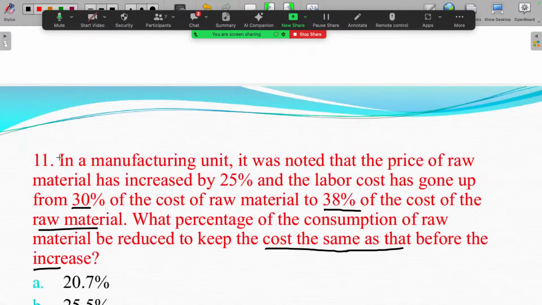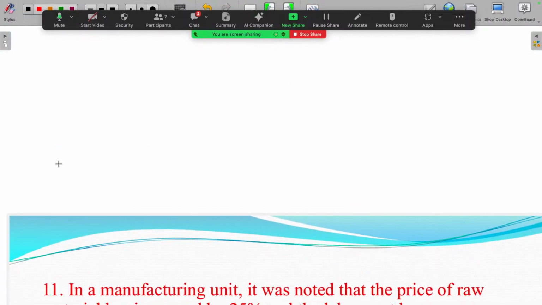If you clearly understand this concept, it is the most important concept. If you see here, first you should know what expenditure is. Expenditure is equal to price into consumption. Expenditure is equal to price into consumption.